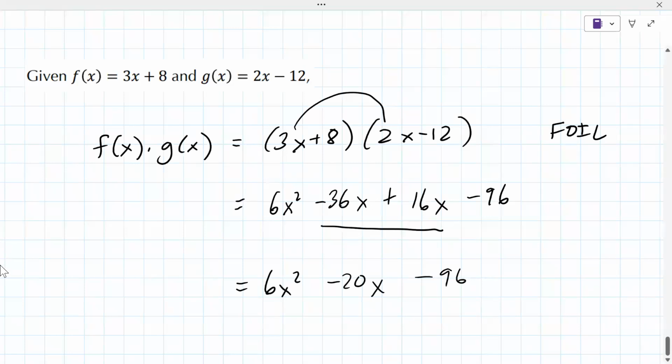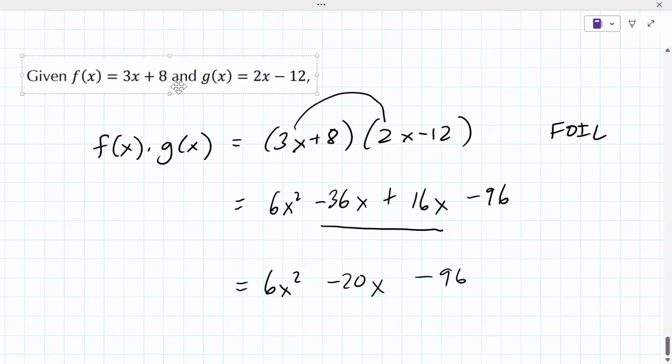Okay. Any thoughts on that? I mean, that seems pretty simple, just sort of an extra step to everything. This is all stuff you've seen before. Maybe not this week, but you know how to add like terms, you know how to FOIL. Maybe you just haven't done it in a while.